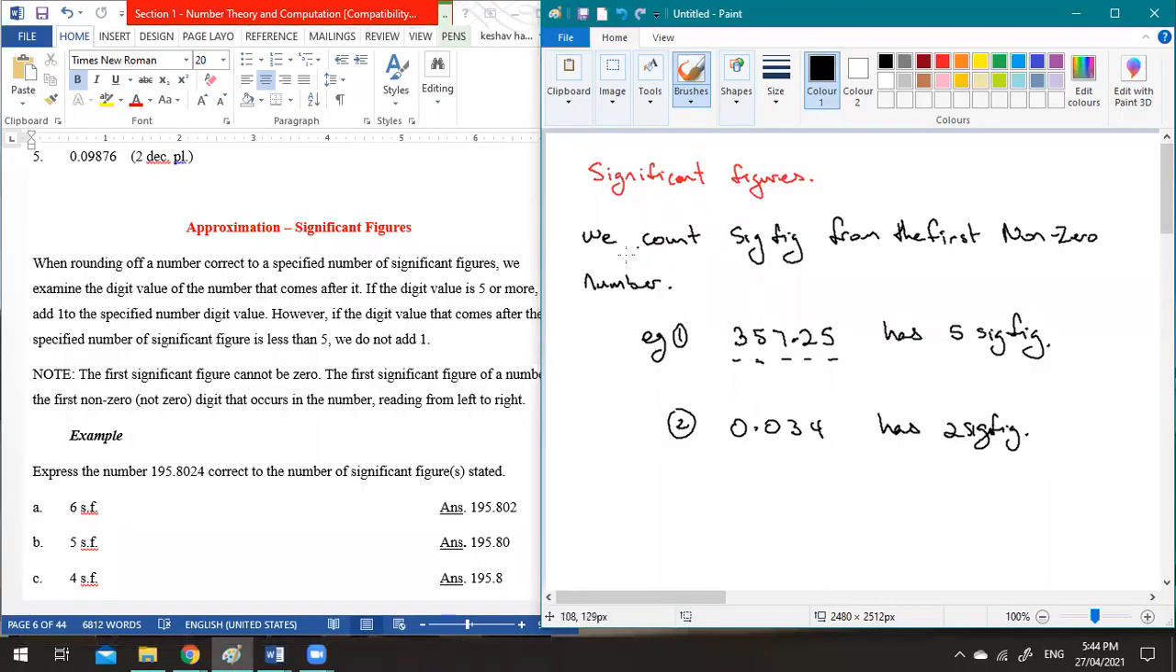Right, so significant figures, we count significant figures from the first non-zero number. So in the example, 357.25 has 5 significant figures. Because we are counting from 3, so 1, 2, 3, 4, 5. This one has 2 because we could only start counting from 3. This one has 4 because the first number is 1. So 1, 2, 3, 4. Right? So that's how you count significant figures.